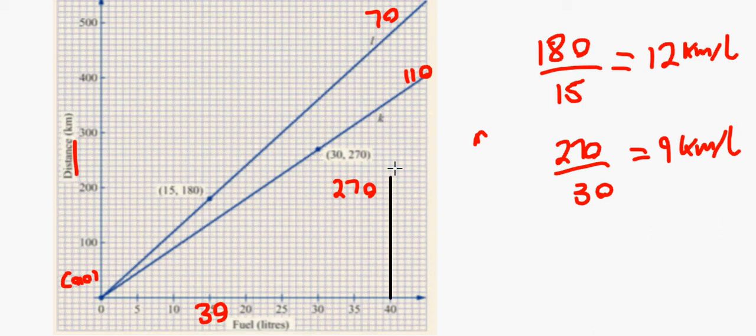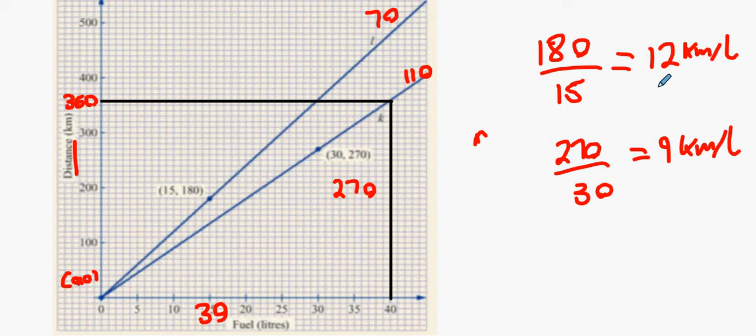40 litres is right there. And Joe, what does it hit at? 350. I'd say 360. What's 40 multiplied by 9? Lads, if you get 9 kilometres per litre, what's 40 litres going to get you? 9 times 40? 360. Definitely 360.